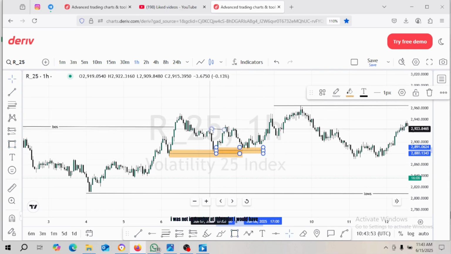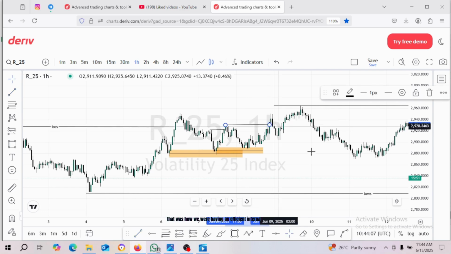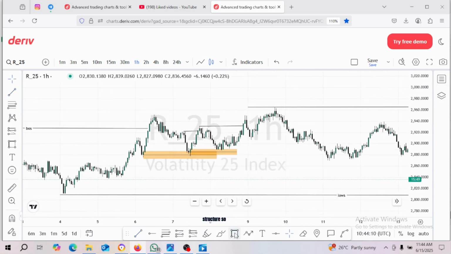I was not in the charts at this point. I would have taken advantage of this trade. So we had an internal break of structure to the upside. That was how we were having an efficient internal structure. So after this break, we had a new demand zone here.